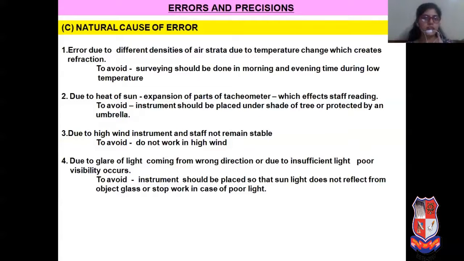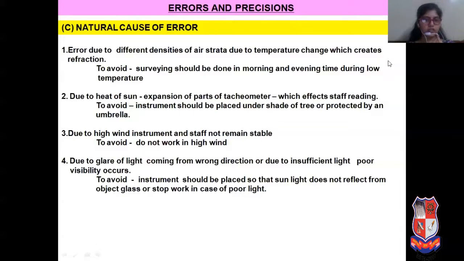The third type of error is natural causes of error, which means error due to different densities of air strata due to temperature change, which creates refraction. To avoid this, surveying should be done in the morning and evening during low temperature. Due to heat of the sun, parts of the tachometer expand, which affects staff reading. To avoid this error, instruments should be placed under the shade of a tree or protected by an umbrella.